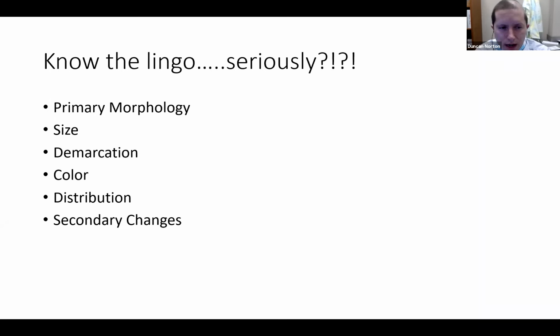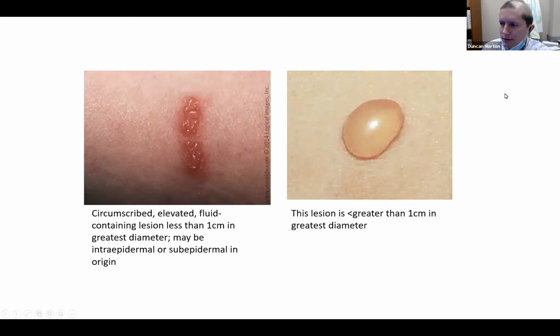And when it comes to describing a rash, you want to know what the primary morphology is. And we're going to go over this. How big is it? Is it less than a centimeter? Is it bigger than a centimeter? What's the demarcations of the rash? Can you really tell where the rash ends versus where it begins? What's the color of the rash? You may not think it, but there's tons of different types of colored rashes. What's the distribution of the rash? Is there any secondary changes that are associated with the rash? And so once you really kind of nail this down, that'll help you both on the boards and in real life, trying to figure out what type of rash you have.